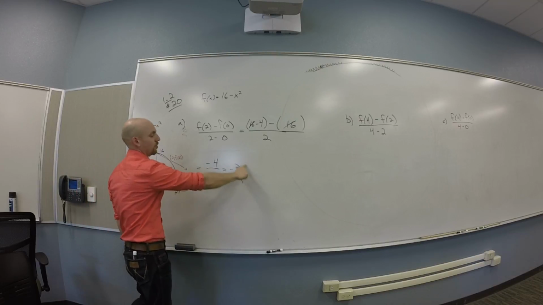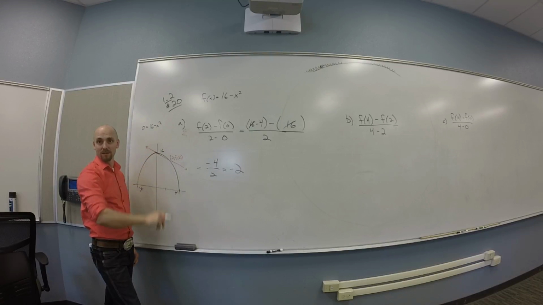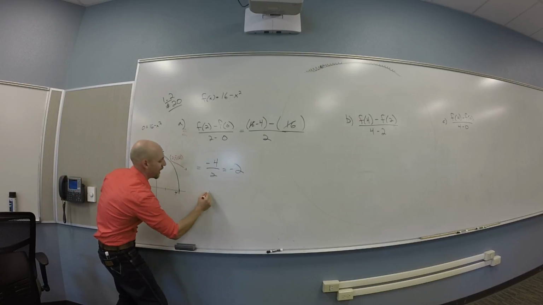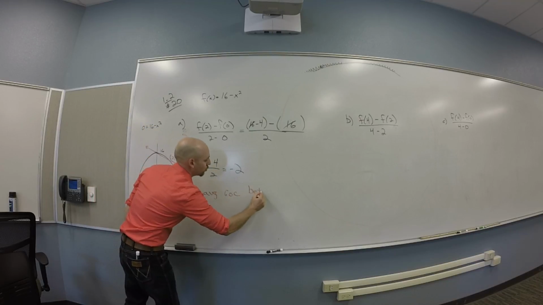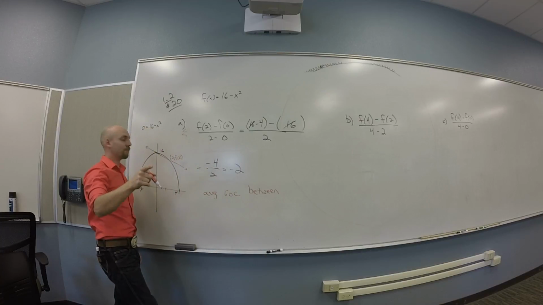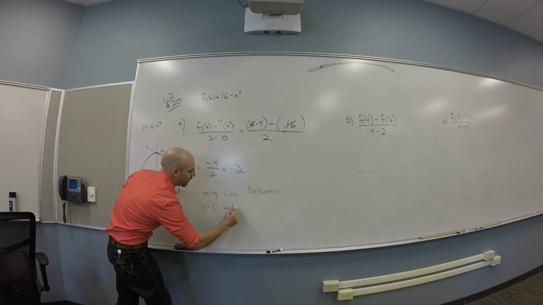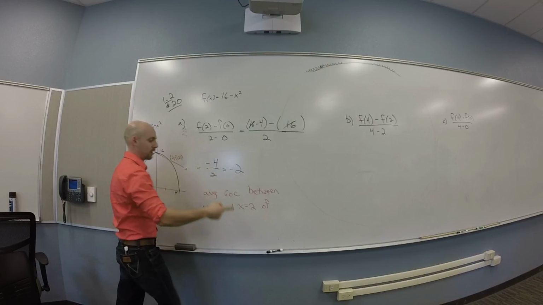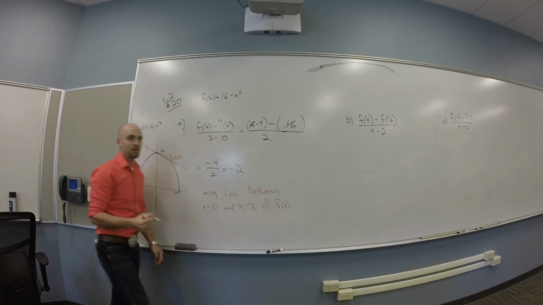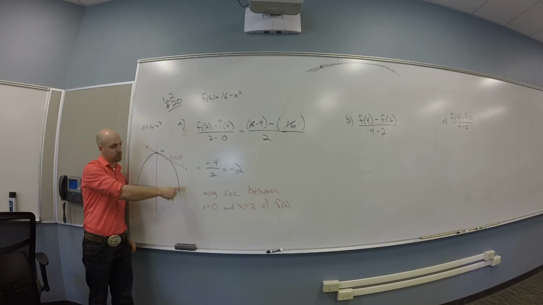So this negative 2 is the average rate of change of the function f between the vertex and 2, so between x equals 0 and x equals 2. Cool? So on average, this function goes down 2 units for every 1 unit of run in this little chunk.